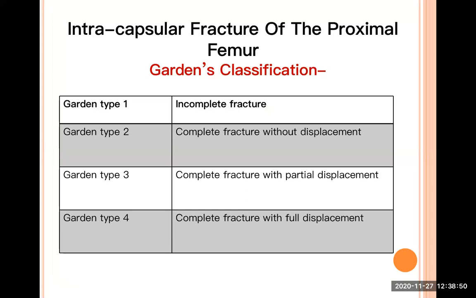Let's move on. Regarding intracapsular fractures of the proximal femur, there is one classification which is quite common from the exam point of view, or very important. That is Garden's classification. According to Garden's classification, we have Garden type 1, 2, 3, and 4. So what are those? Garden type 1 is an incomplete fracture. Garden type 2 is a complete fracture without displacement. Garden type 3, complete fracture with partial displacement. And Garden type 4 is a complete fracture with full displacement.